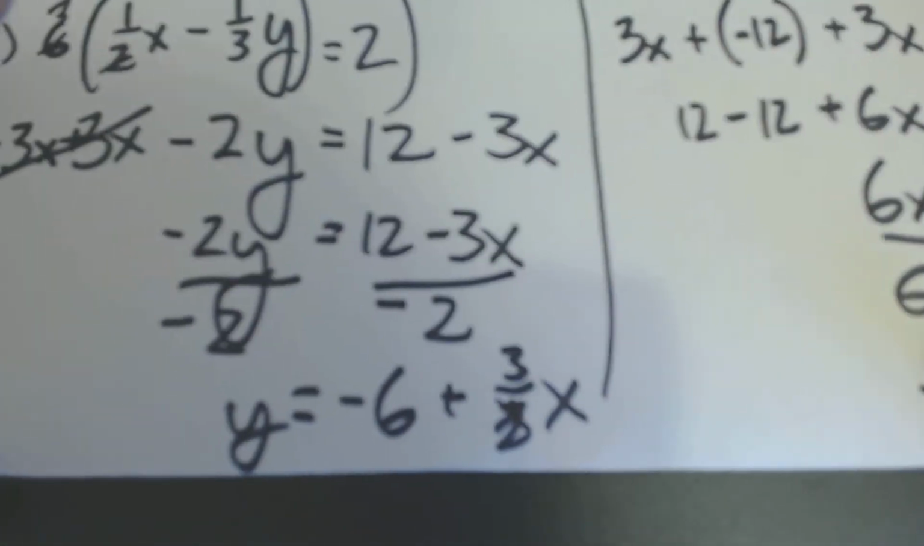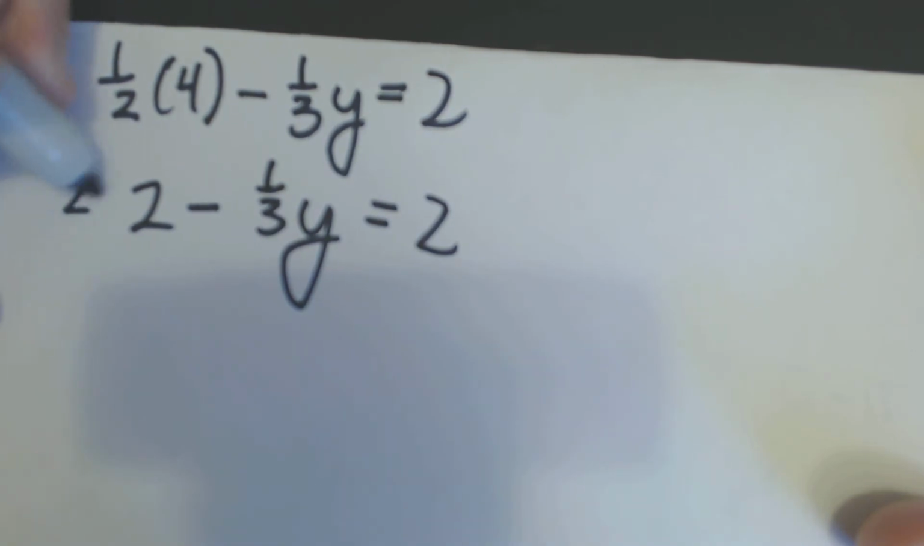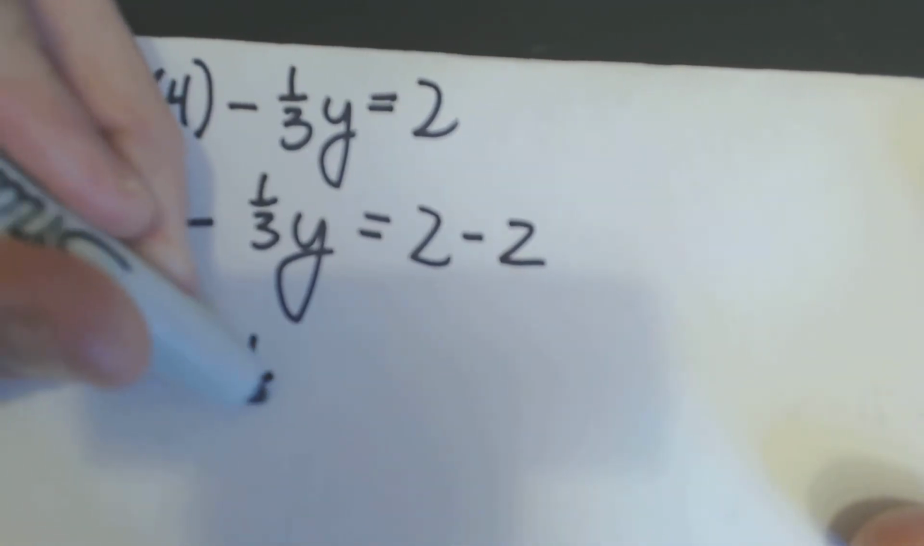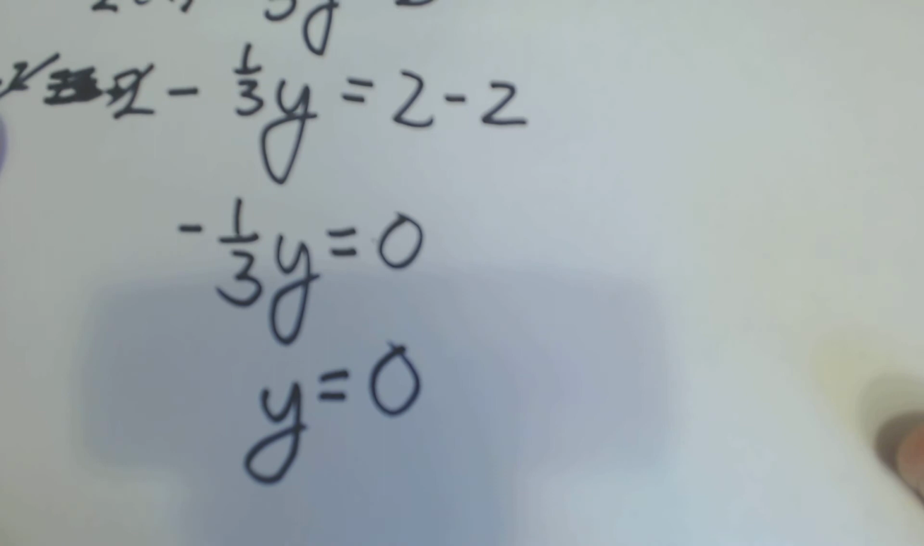And now we just need to plug this into one of our original equations. x equals 4. Let's plug it into the first equation. So 1/2 times 4 minus 1/3 y equals 2. So 2 minus 1/3 y equals 2. We're going to subtract 2 from both sides, get rid of the 2's over here. We're left with negative 1/3 y equals 0. So that means y is going to equal 0.